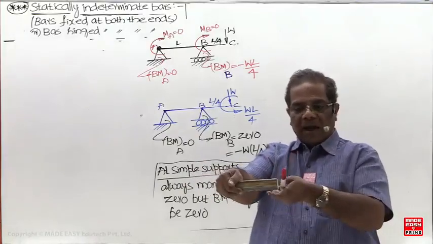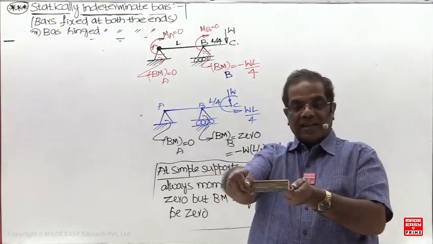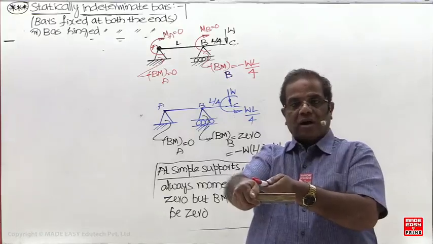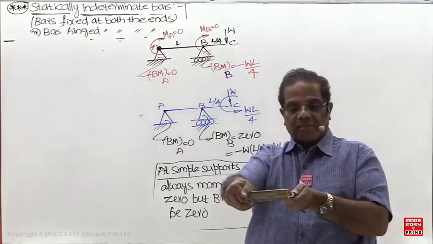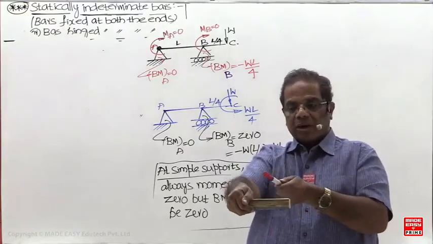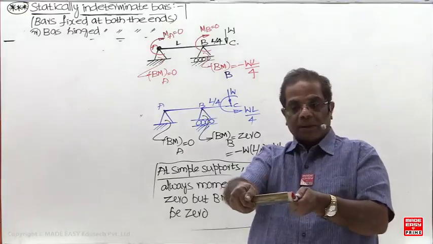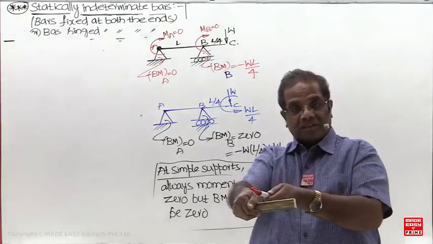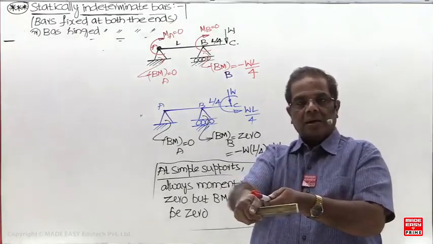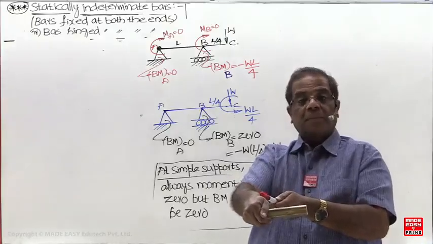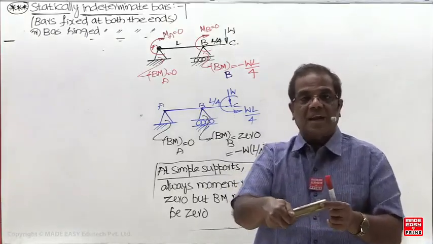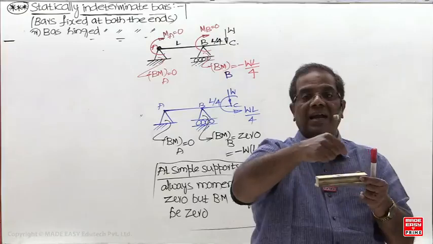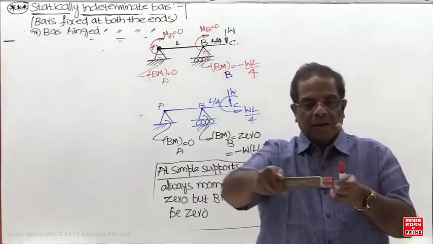Even if I apply a load like this, it will try to rotate the duster. But at this end, rotation is restricted. It tries to rotate, but here rotation is permitted, while at this end rotation is restricted. So this is a fixed support. When rotation is restricted, my hand is offering a moment reaction.